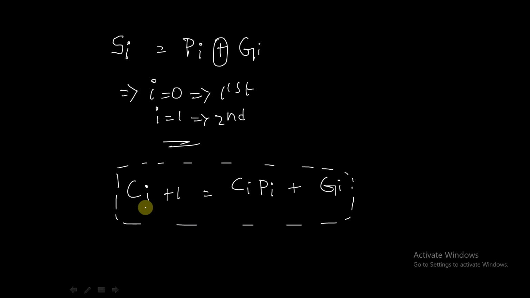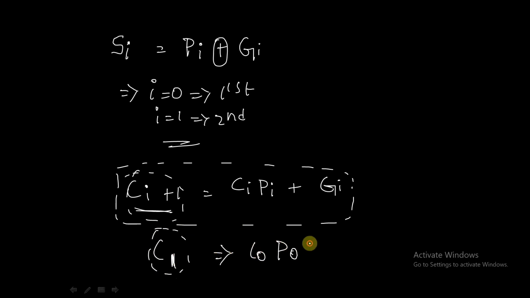And here you can see we are starting with Ci plus 1, that is, we are not taking the output carry. So here if i is equal to 0, we are calculating C1, that is the input to the second stage, which is nothing but C0 into P0 plus G0. C0 is nothing but the initial carry.